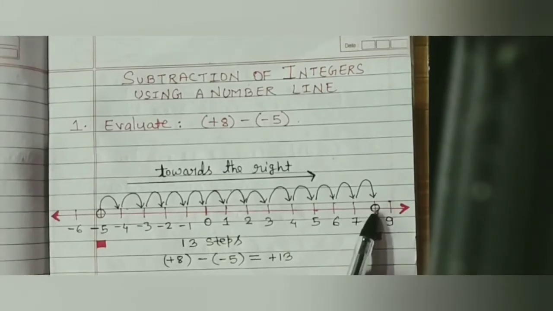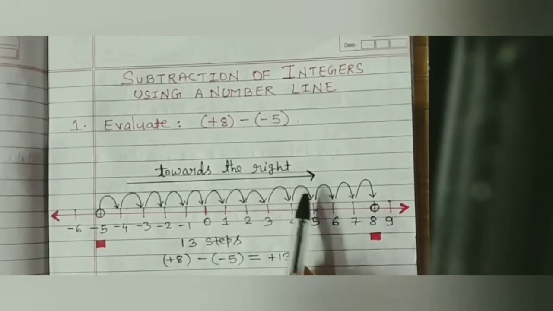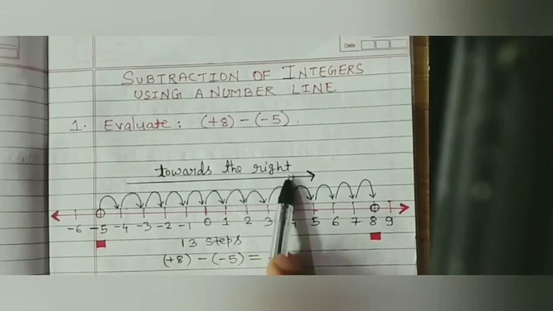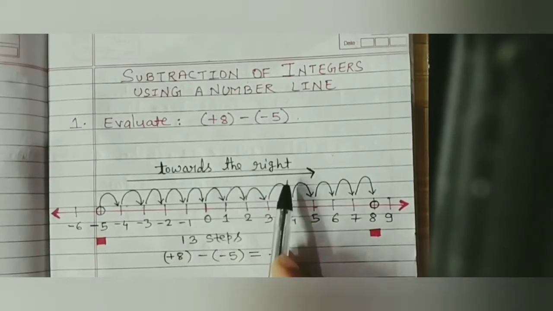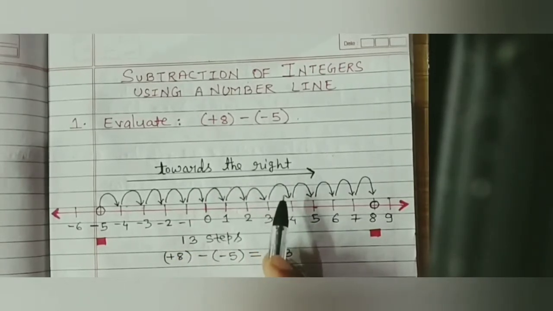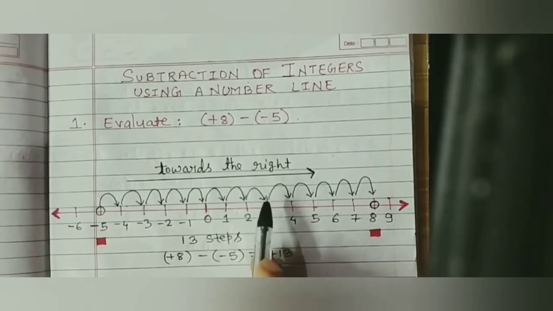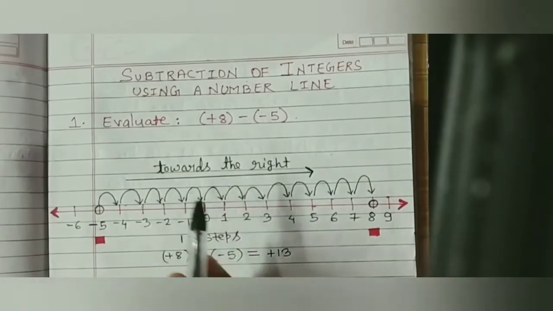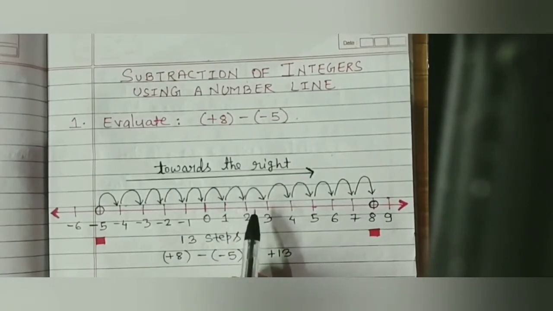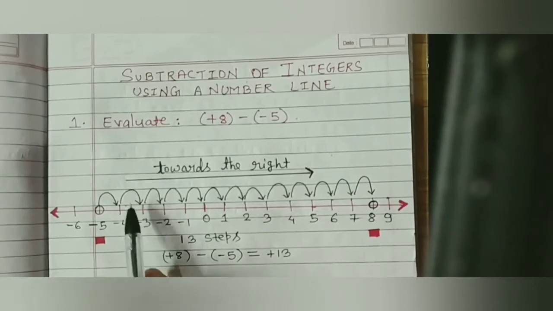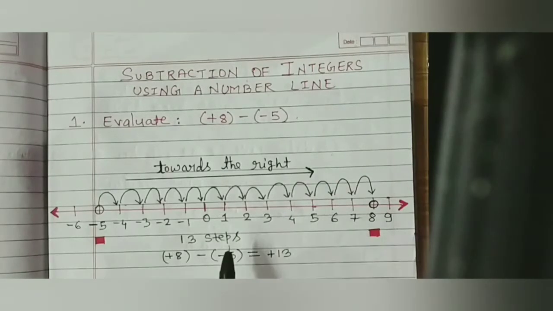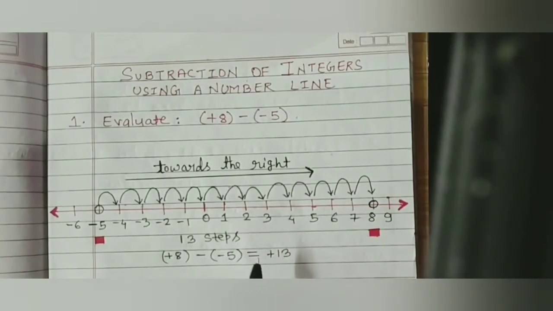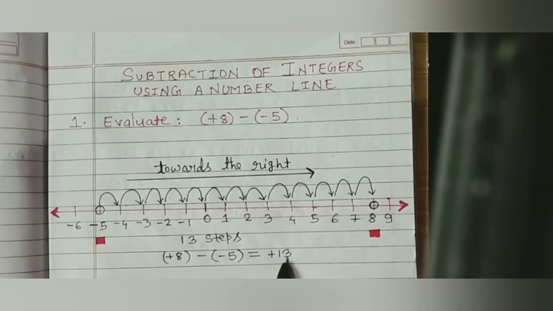And here we have taken 13 steps towards the right. If the steps are taken towards the right, then the answer will be a positive integer. And if the steps are taken to the left, then the answer will be a negative integer. Here we have taken the steps towards the right. How many steps? 13 steps. So our answer will be plus 13. Okay? And it is a positive integer.